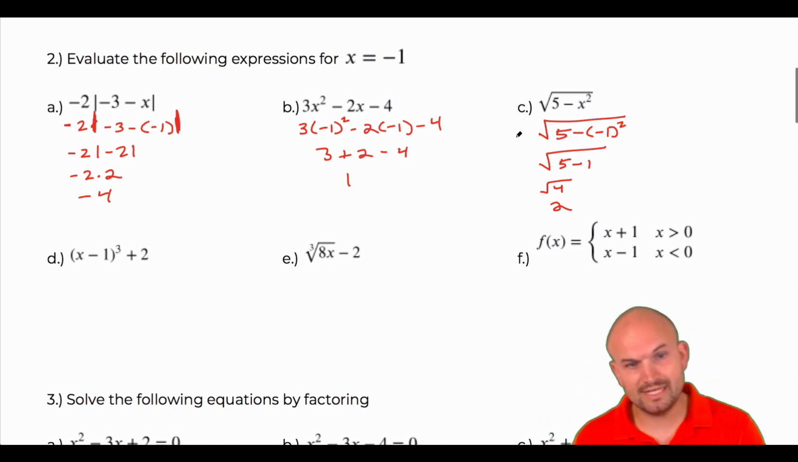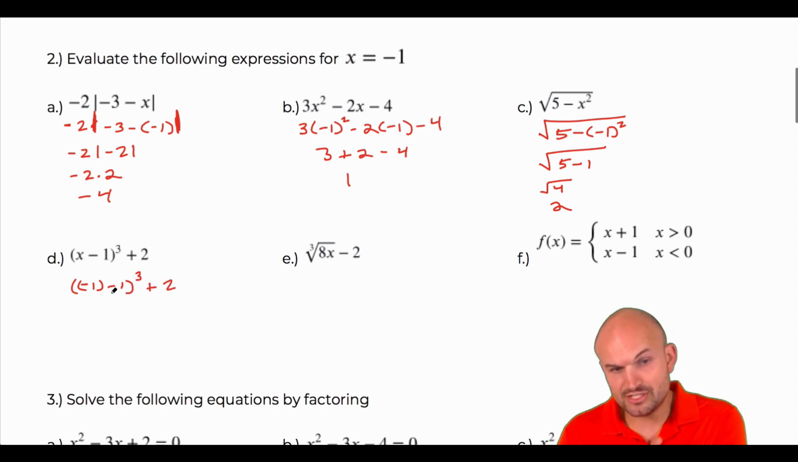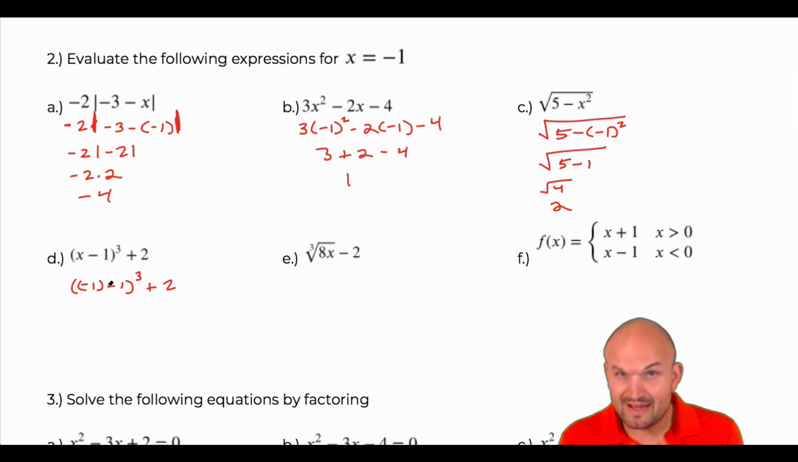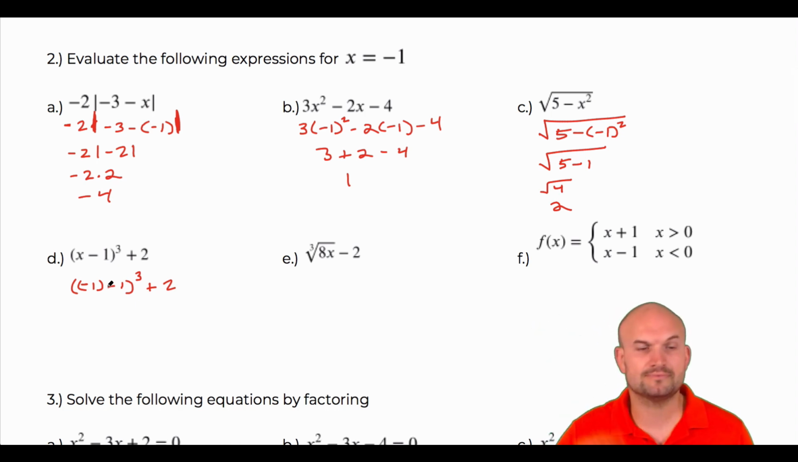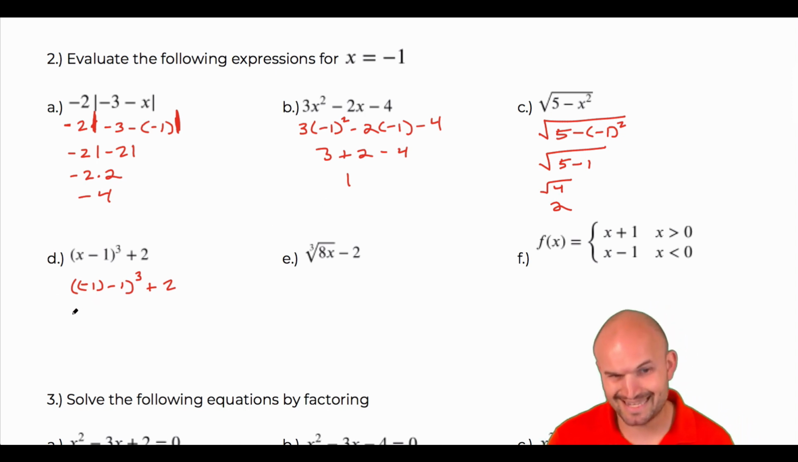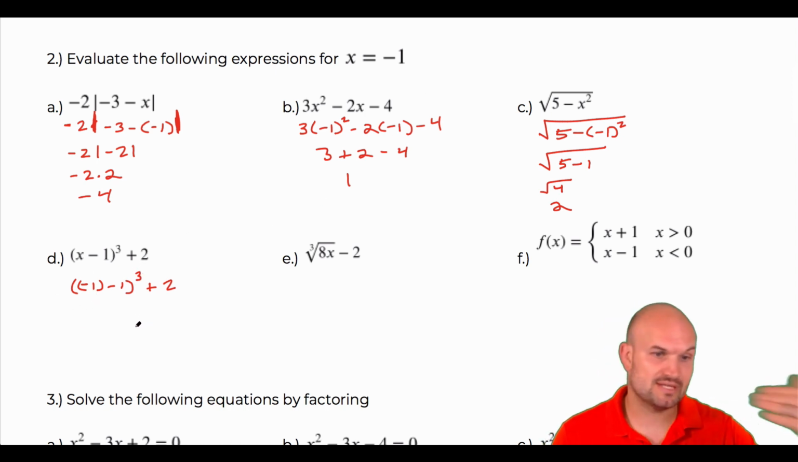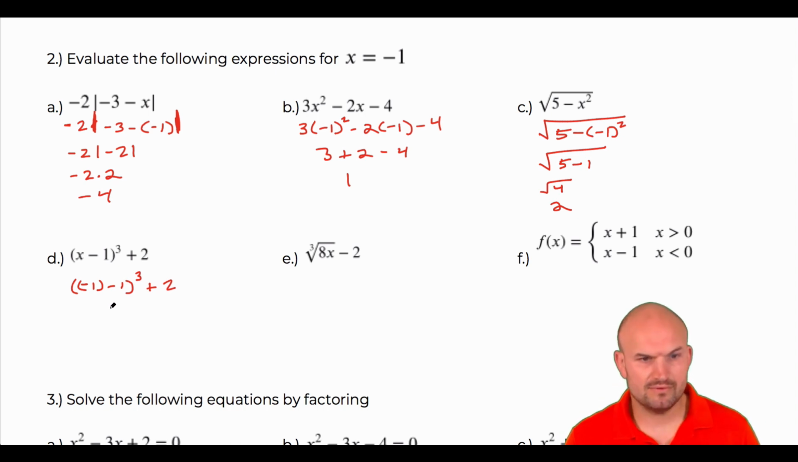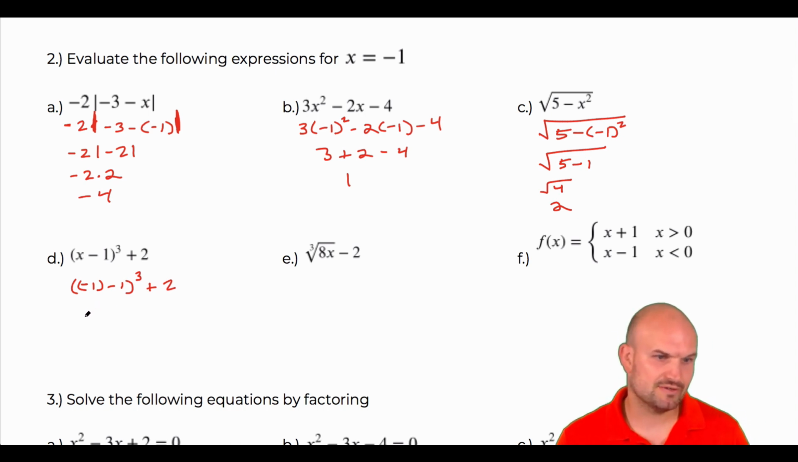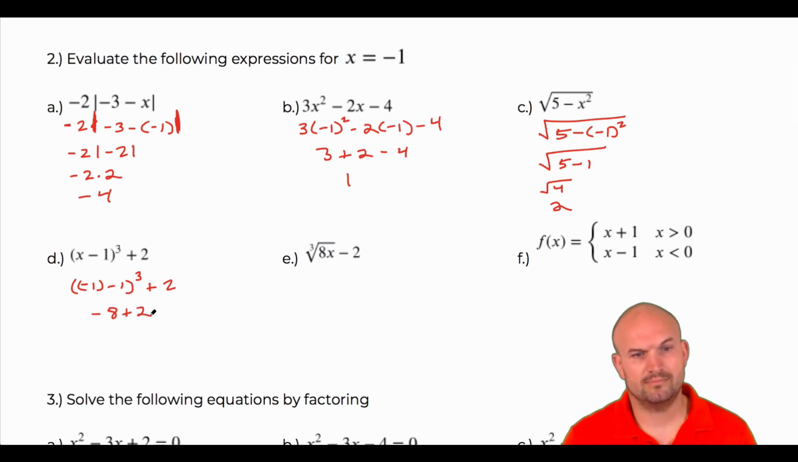For the next one is a cubic function. And again, this is practicing following our order of operations. So we have this -1 that's being subtracted by 1, that's being raised to the third power plus 2. So again, we make sure we follow the order of operations here, that we simplify inside the parentheses first and then raise it to the power. So -1 minus 1 is a -2. -2 cubed is -2 times -2 times -2, which is a -2 times -2 is a positive 4, times a -2, which would be a -8, plus 2, which gives me a -6.